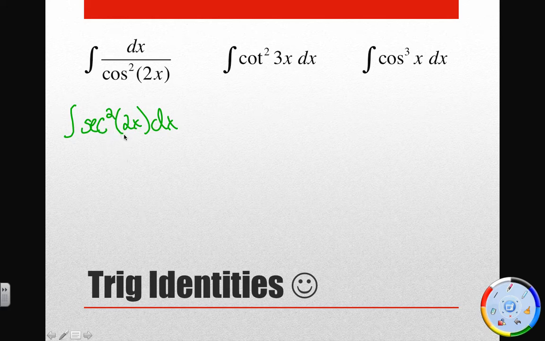But the thing is I have a 2x in here. So I still have to use substitution. So let's go ahead and say that u is just the thing inside secant squared, because secant squared has an antiderivative, which means du is 2 dx. So in order to compensate, I need to say it's actually 1/2 of 2.